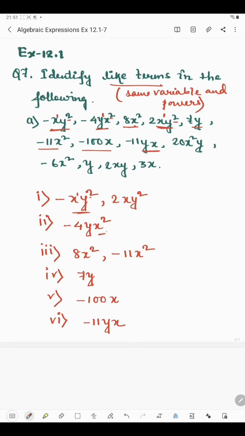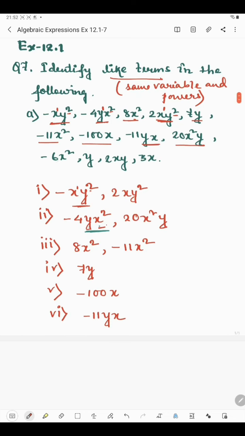Now next we have 20x square y. X square y. Now where is it? See, here we have x square y, yx square and x square y is same. Right, so we'll write 20x square y with minus 4yx square.